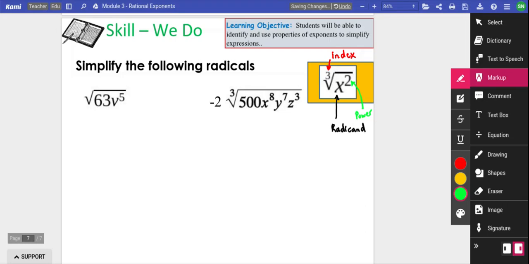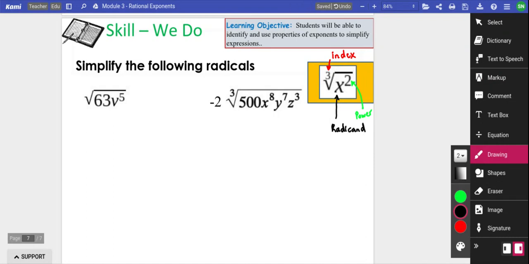Hello, this video is part 2 of simplifying radicals. For your reference, I have included the parts of the radical: the index, the power, and the radicand. We'll start with breaking down the square root of 63 v to the first power to simplify it.